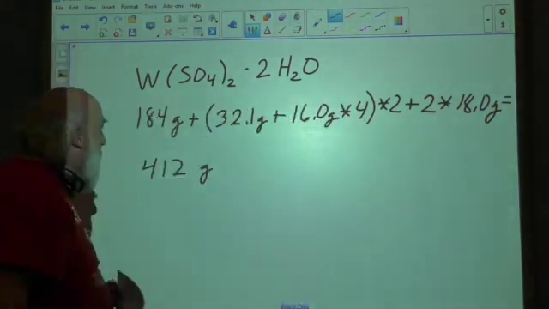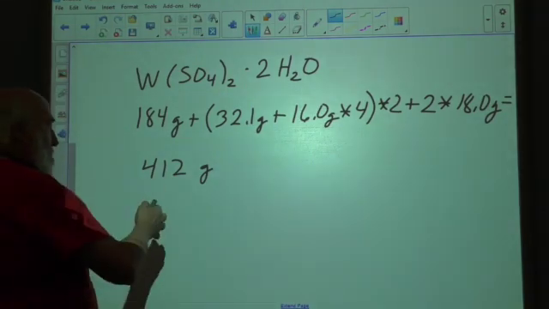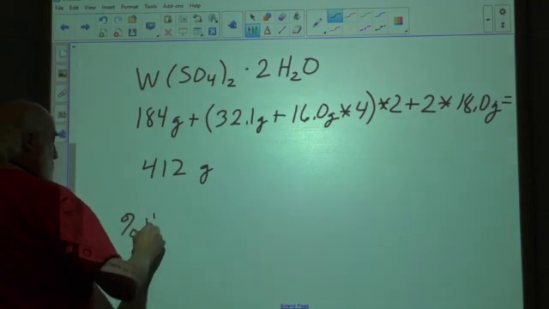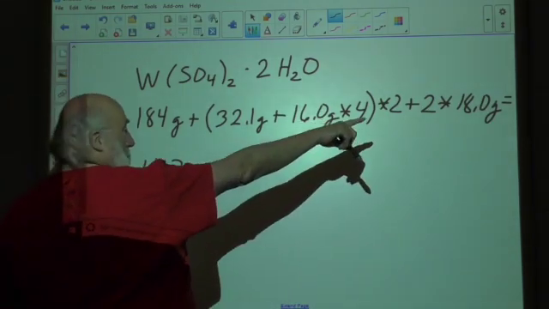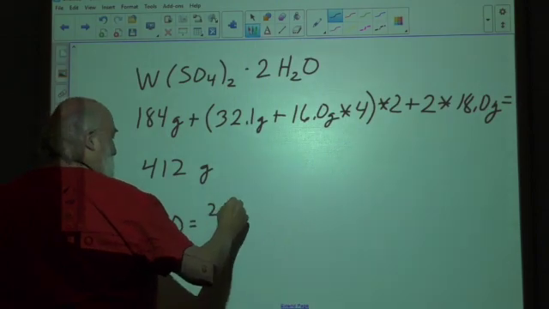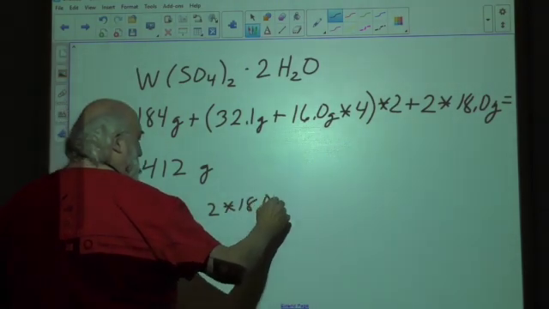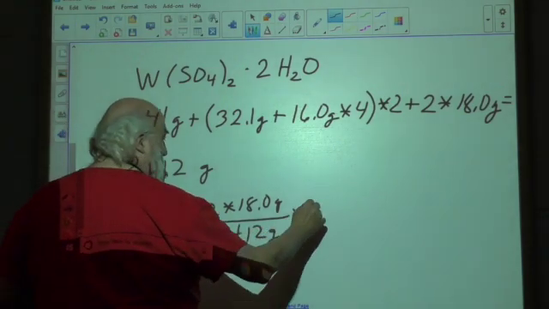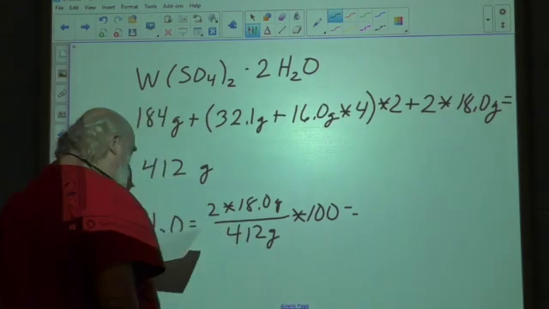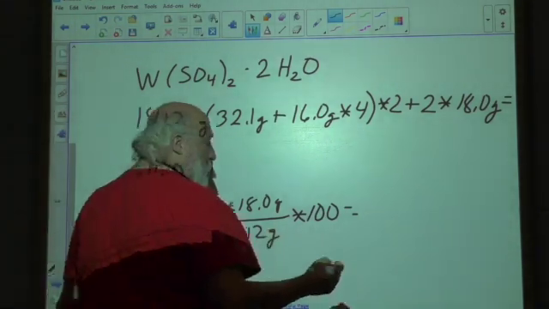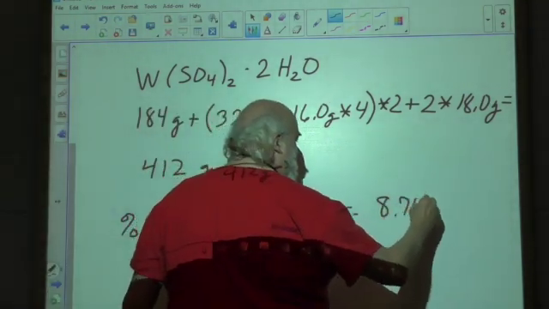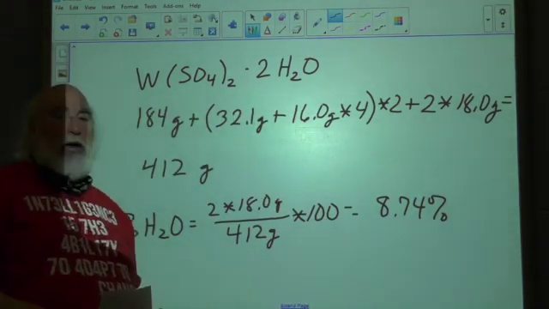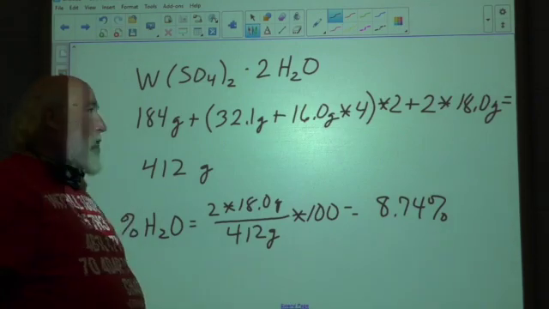Okay, now we want to find the percentage of water out of that hydrate. So the percentage of water is based on 2 times 18.0 grams divided by the total mass of 412 grams times 100. Round off your answer to 3 sig figs, 8.74%. And that is how you find the percentage of water in hydrates.